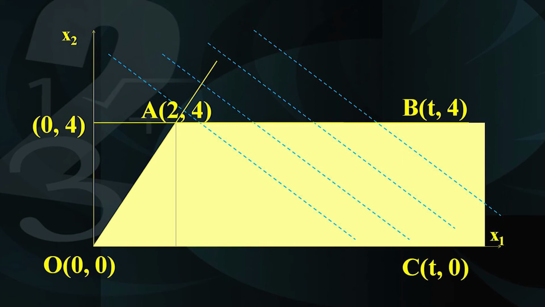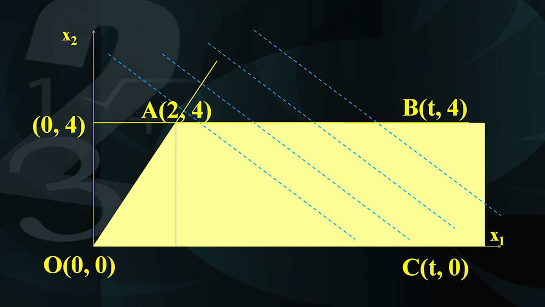Now, t, 4 represents that for any value of t greater than or equal to 2, we can represent a point B by the coordinates t, 4. Similarly, the point C is on the x1 axis and can be represented by the point t, 0. So, the feasible region is given by A 2, 4, B t, 4, C t, 0 and O 0, 0. As before, let us shade the feasible region, and that is the feasible region.